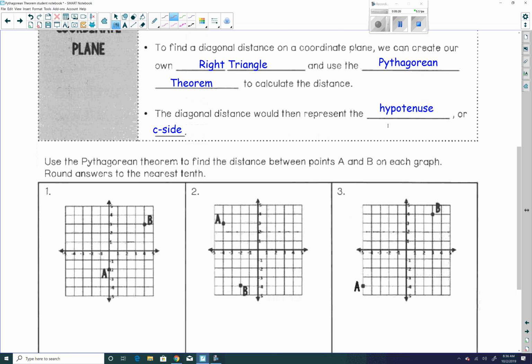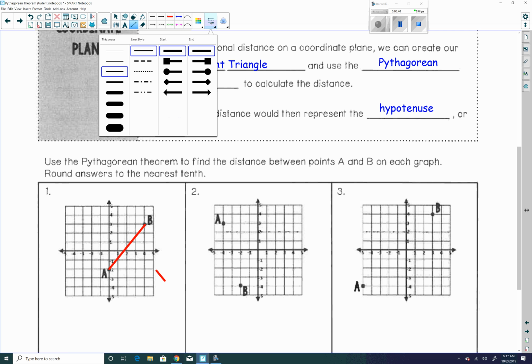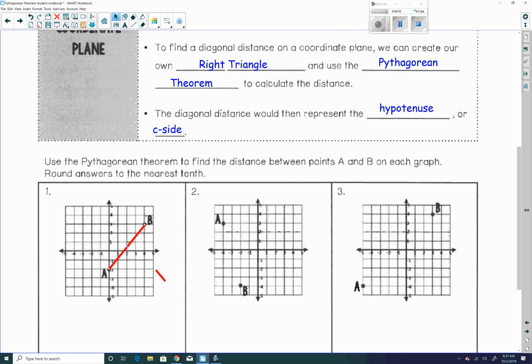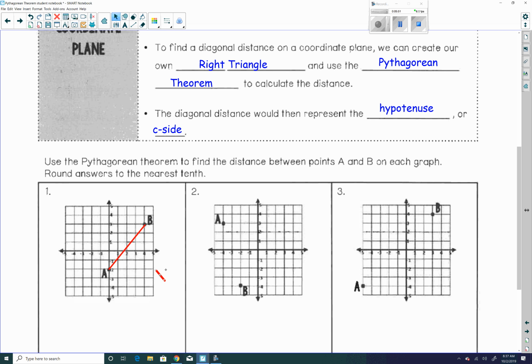Okay, so they're giving us some points, A and B on each graph. I'm going to use a straight edge because I want to be as exact as I can be, and I'm connecting those points using a straight edge. I'm going to make that straight edge a little bit thinner. Let me see if I can do this. There we go. So it's not quite so fat. Let me get rid of that one.